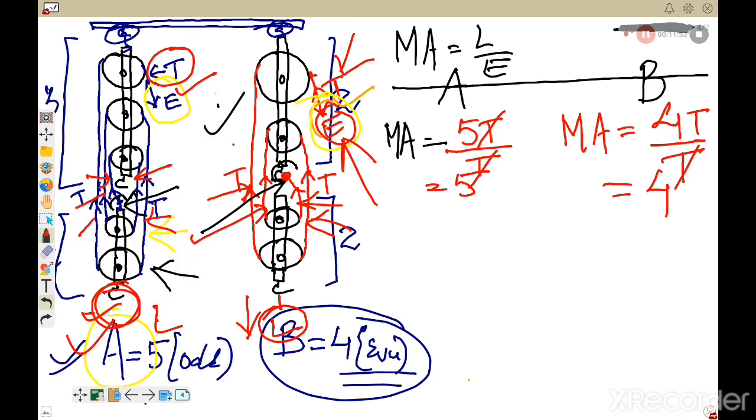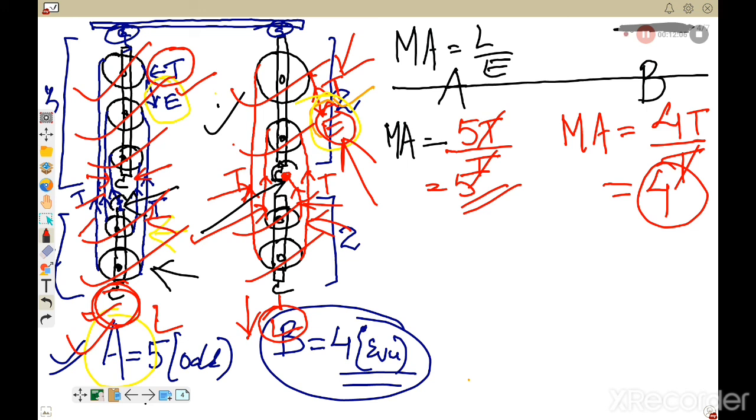Understand? Yes, clear? So you can get a clear idea here that the mechanical advantage here is 5 because there are 1, 2, 3, 4, 5 pulleys. Mechanical advantage here is 4 because you have 4 pulleys. In that way also you can remember.